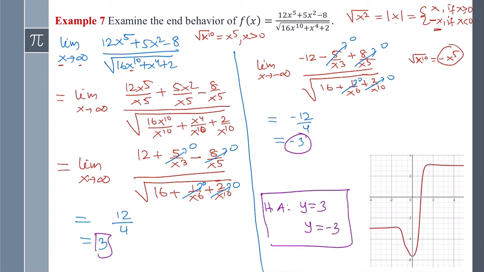Now, if we look at the graph, we clearly see that x equals 3, the asymptote right here, is just a little bit above that, right here. And then x equals negative 3 is the asymptote right here. So that's how we find the end behavior or the asymptote for the rational function.